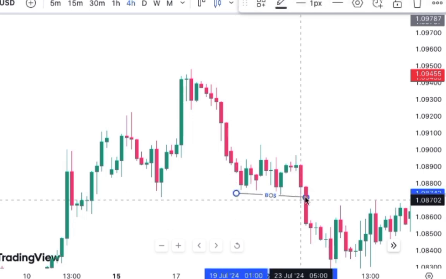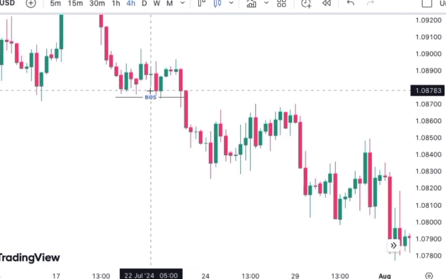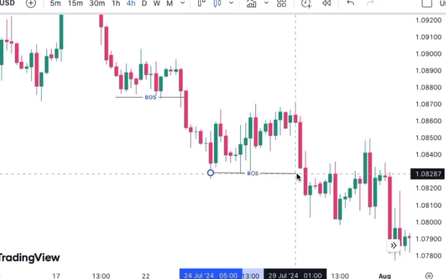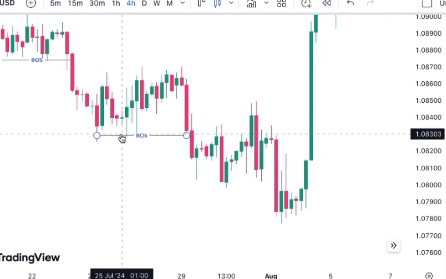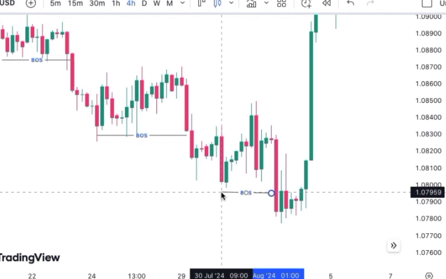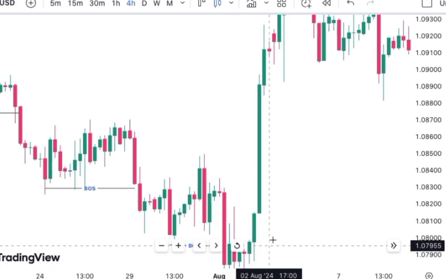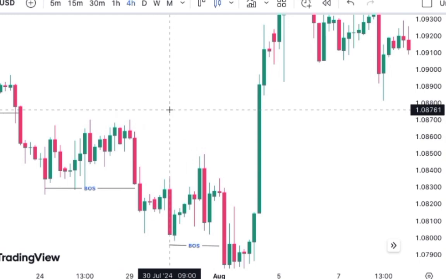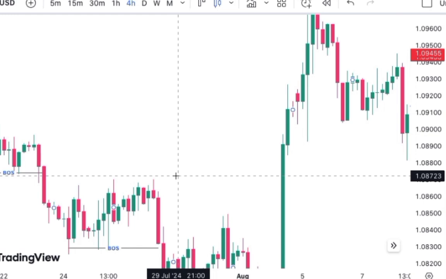All right, so you can see it broke structure to the downside, break of structure, another break of structure right there. Yeah, so another break of structure. This was the last break of structure before it turned to the upside. So after this break of structure, it now reversed, and it took out this high with one candle. One candle took out this high, that was a massive buy.